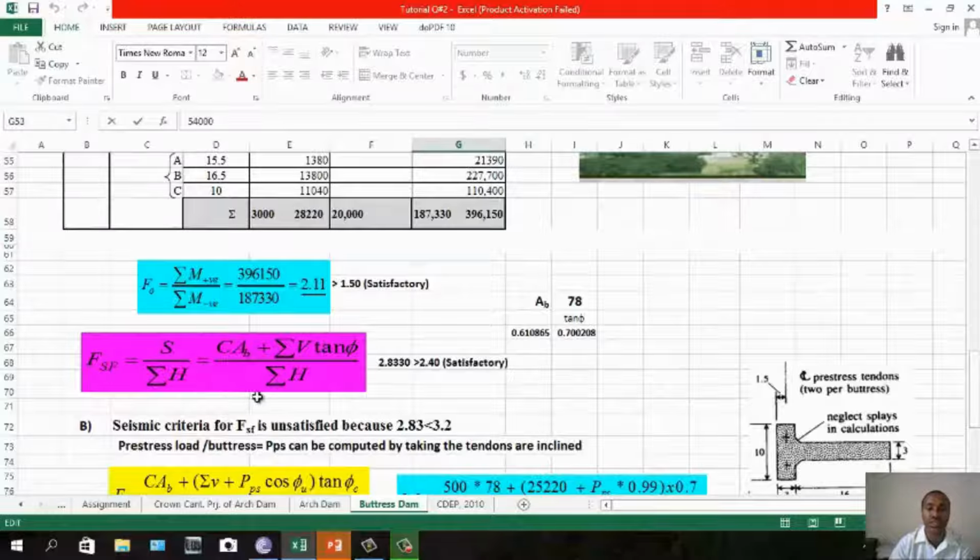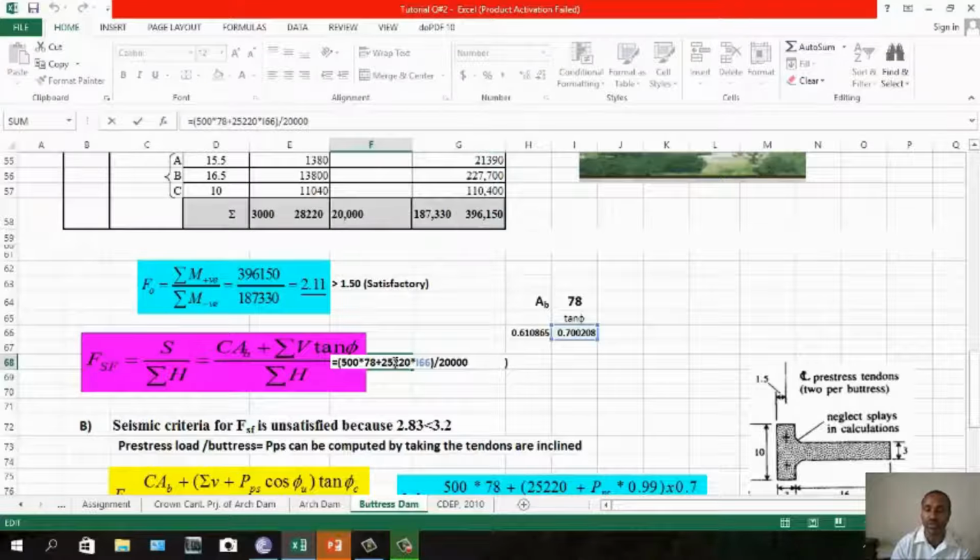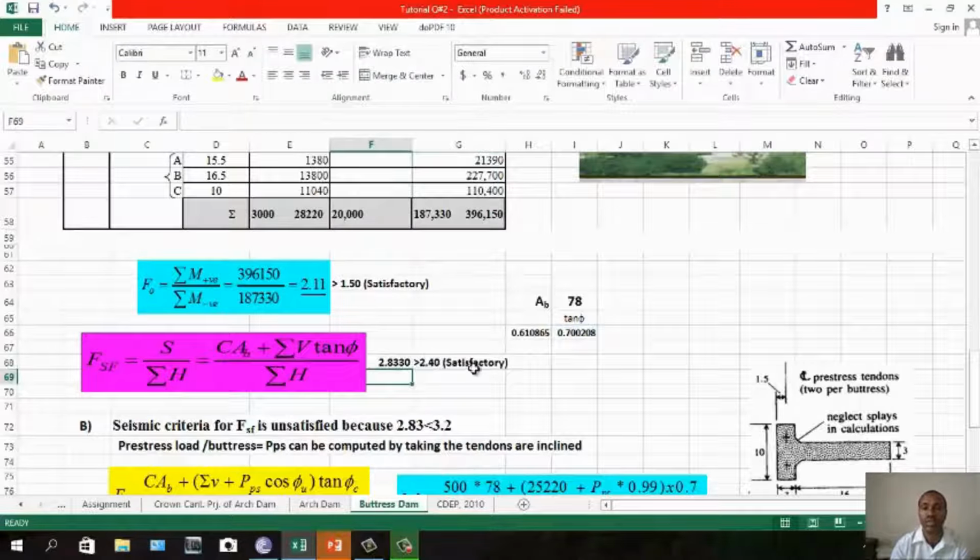Okay, shear friction. Resistance to sliding and shear divided by the summation of the horizontal forces, which is the net force. For a horizontal foundation, you have the resistance to sliding and shear: cohesion times area of the base plus sigma v times tan phi, over sigma h. So you get 2.833. This is also more than 2.4, satisfactory.